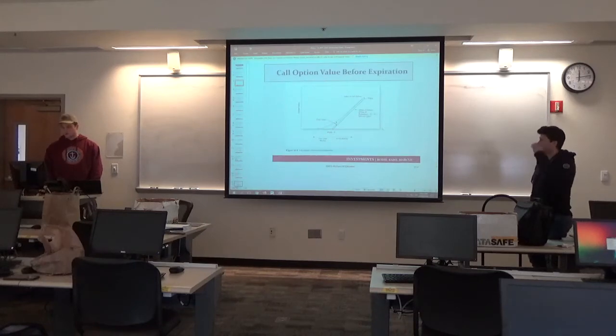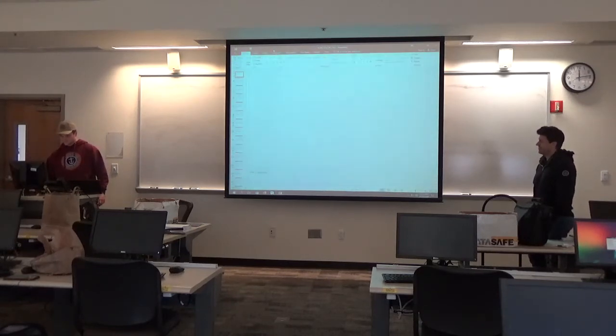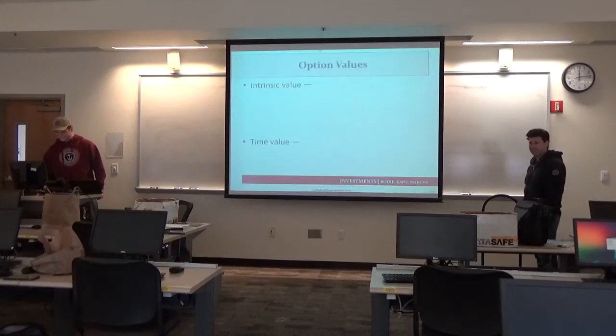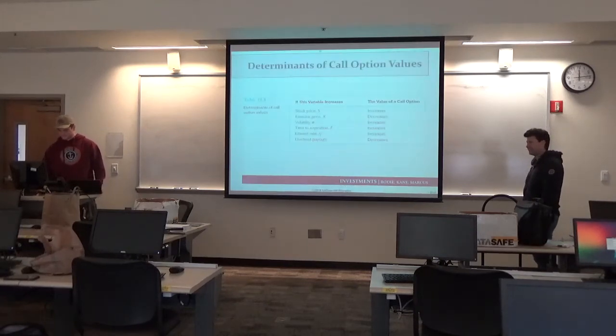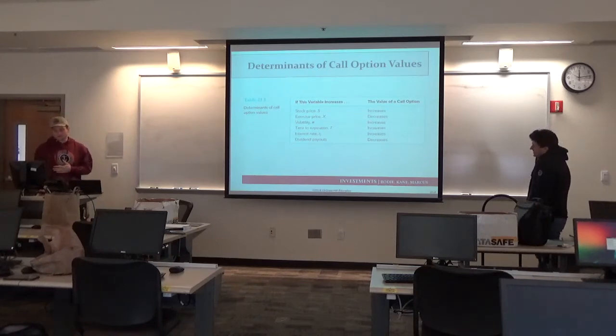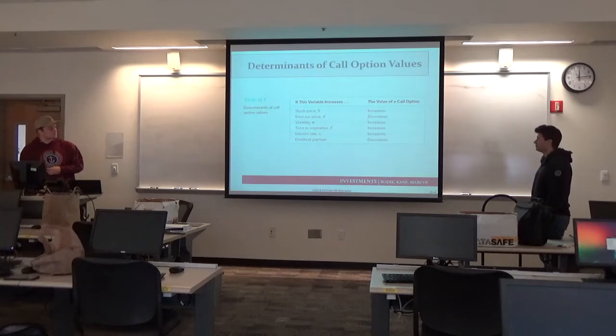This is the call option value before expiration. This is the graph demonstration. So these are the determinants of the call option value: stock price, exercise price, volatility, time to expiration, interest rate, and dividend payouts.